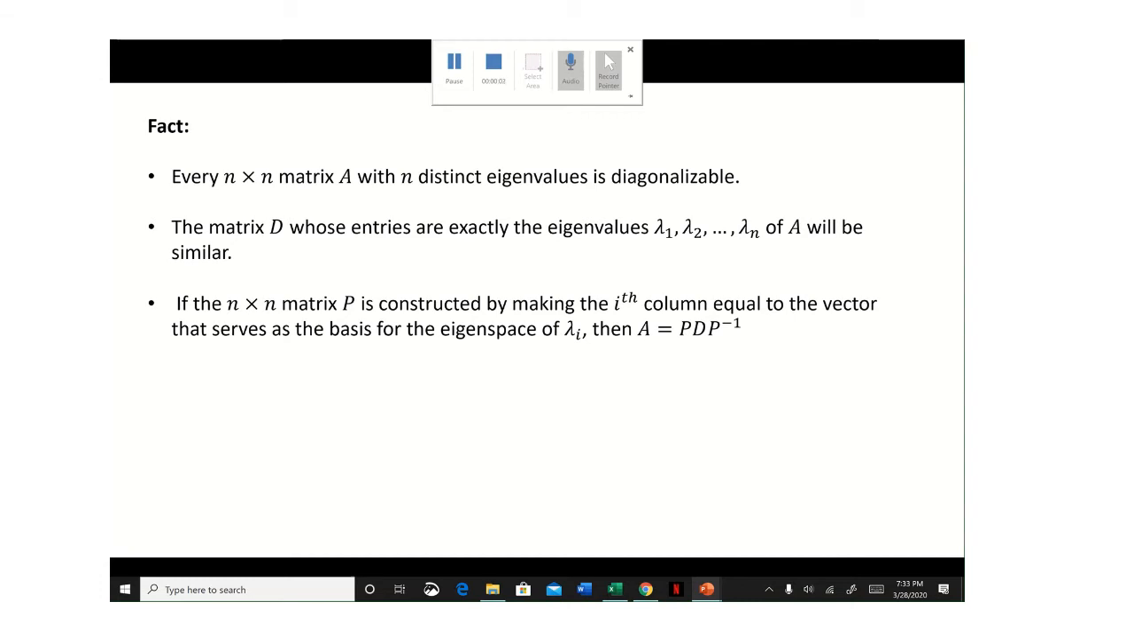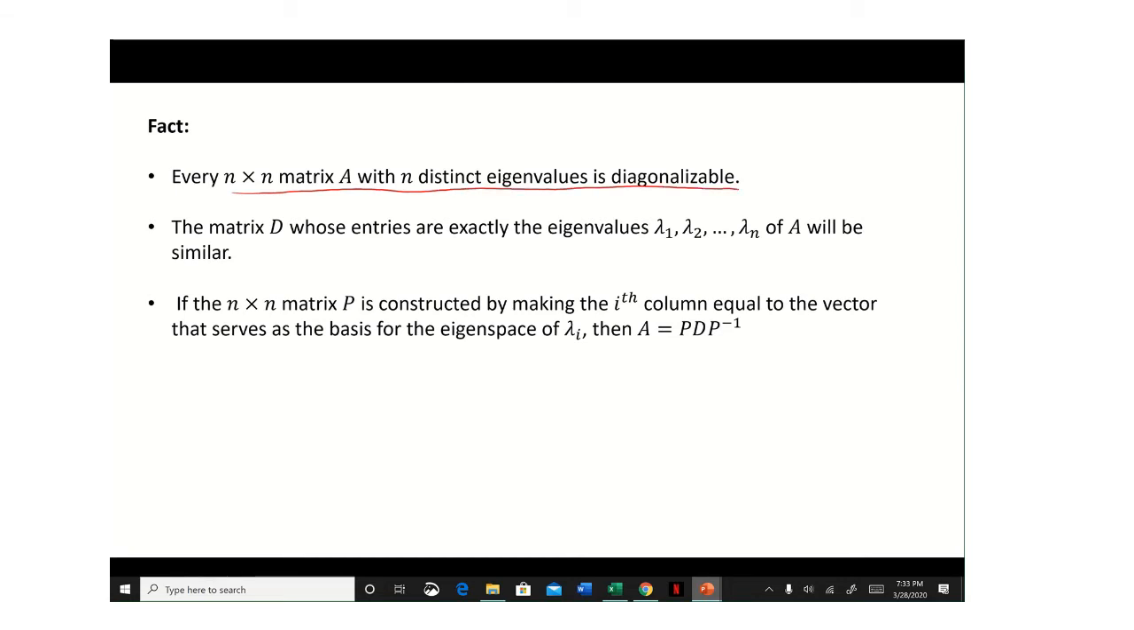So with this in mind, let's pull together a couple of ideas that we've seen. Every n by n matrix A with n distinct eigenvalues is diagonalizable. Okay, that's an important result. Furthermore, if we have this, we can find out exactly what our diagonal matrix D is and what our matrix P is. The matrix D, you take all the eigenvalues of A, put them along the diagonal, and put zeros everywhere else. There's your diagonal matrix.